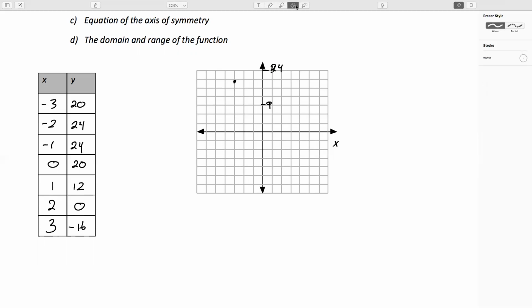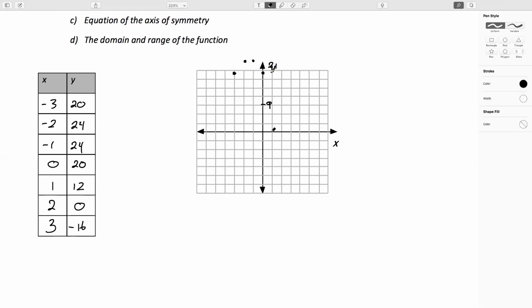Well, you know what? This is only going to go up to 21. So 24 will actually be above the graph. -2 and 24. We've got -1 and 24. We've got 0 and 20. And actually, these points, 20 is actually close to the top, so 20 will be about here.